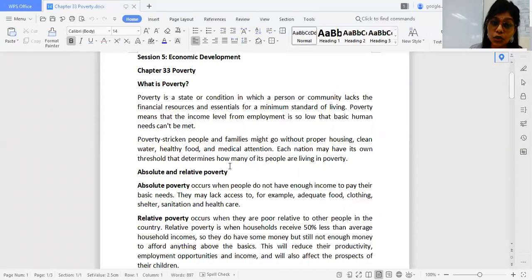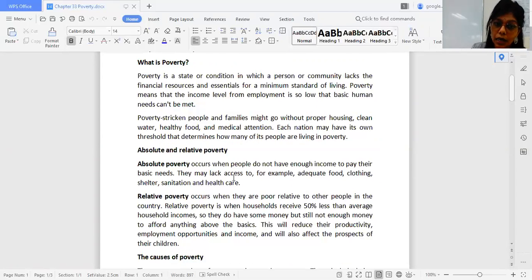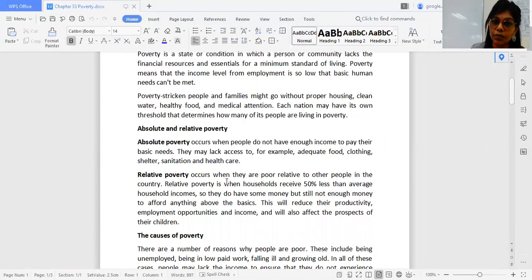Poverty can be divided into two factors, that is called absolute and relative poverty. What is absolute poverty? Absolute poverty occurs when people do not have enough income to pay for their basic needs. They may lack access, for example, to adequate food, clothing, shelter, sanitation, and healthcare. That is called absolute poverty. In simple terms, we can say that they do not have enough income to meet their basic needs.